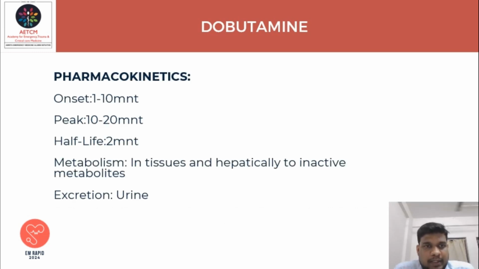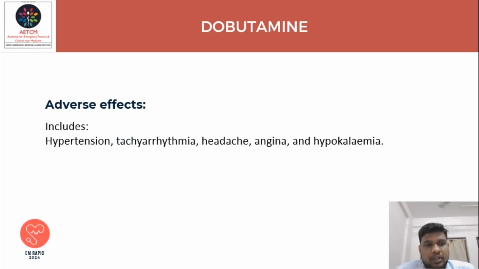Coming to the pharmacokinetics, onset of action is 1 to 10 minutes, peak is a maximum of 10 to 20 minutes, and half-life is 2 minutes. Metabolized by tissues and hepatic to inactive metabolites. Excretion is through urine. Coming to the adverse effects, it includes hypertension, tachyarrhythmias, headache, angina, and hypokalemia.